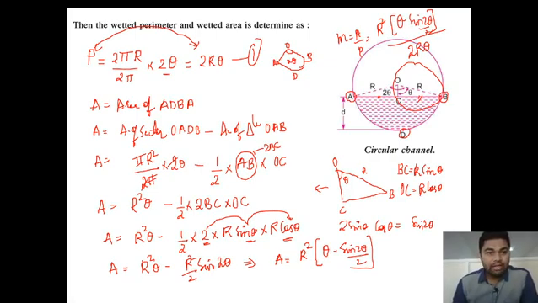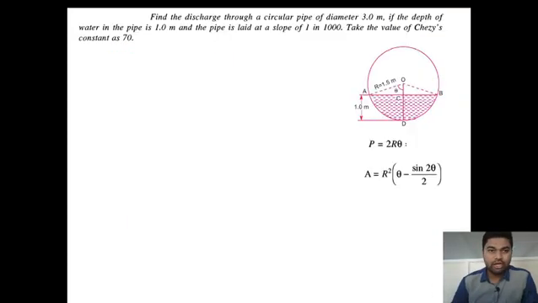So, after calculating the perimeter, area of the flow and hydraulic depth, let us see one example problem on flow through a circular channel. This is the numerical problem. Find the discharge through a circular pipe of diameter 3 meters if the depth of water in the pipe is 1 meter and the pipe is laid at a slope of 1 in 1000. Take the value of Chezy's constant as 70.